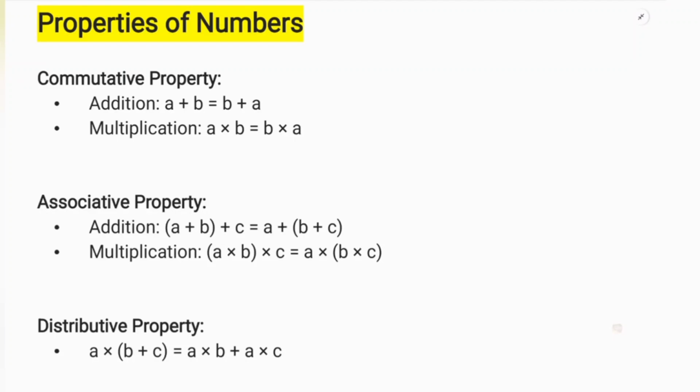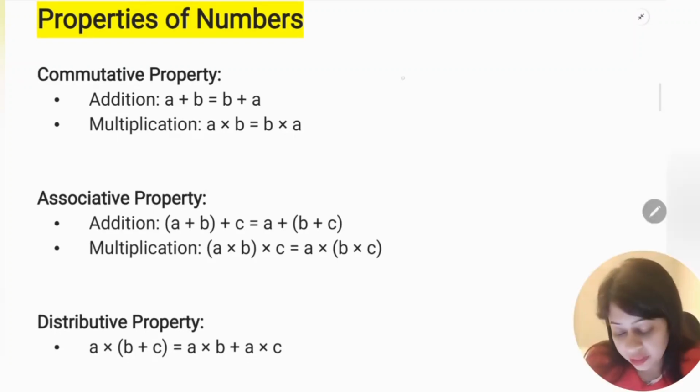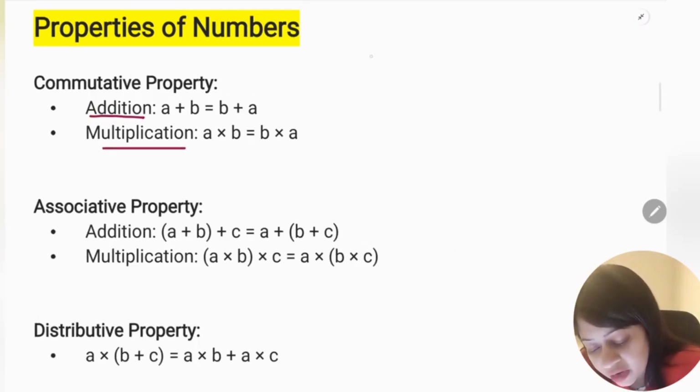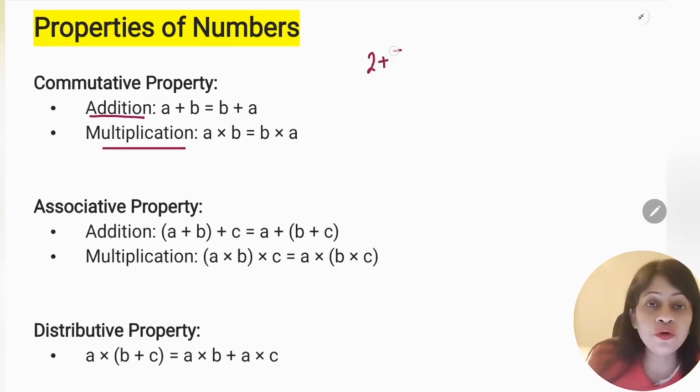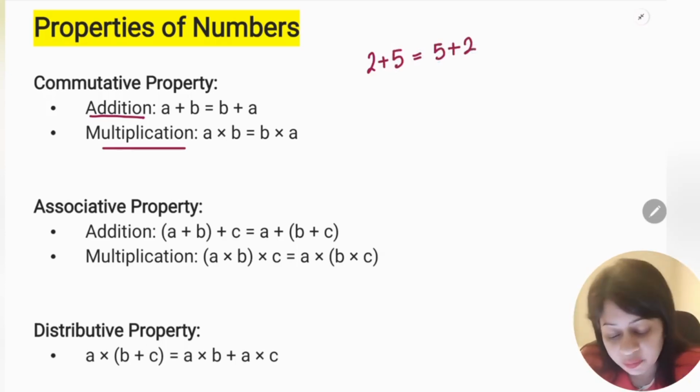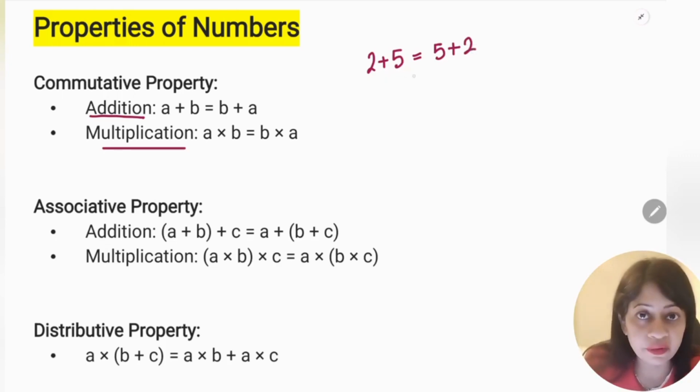What is commutative property? Commutative property means we are applying it on addition first and then multiplication. What does it want to say? It wants to say that if I add 2 and 5, I write 2 plus 5, that will always be equal to 5 plus 2, right? So that means addition is commutative.